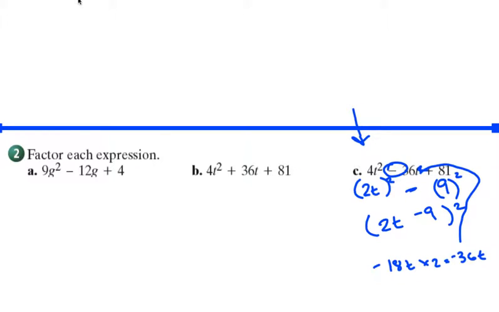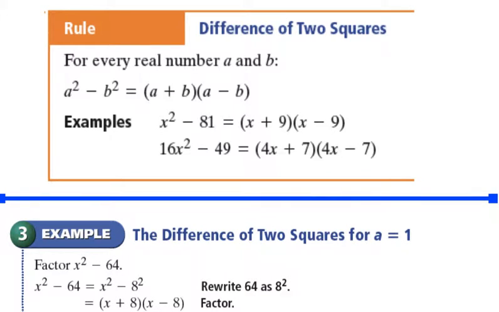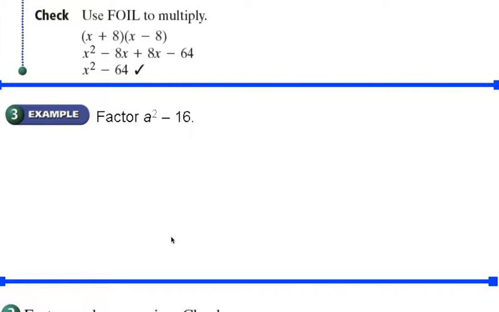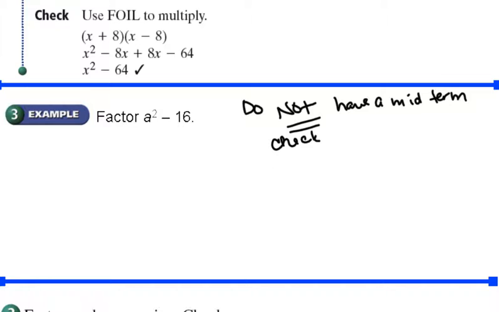All right, now example 3. The difference of two squares. This is probably my favorite by far. It's the easiest. When you do not have a middle term, okay, so there is no middle term here. Check for perfect squares, especially if it's negative. So this would be the difference.